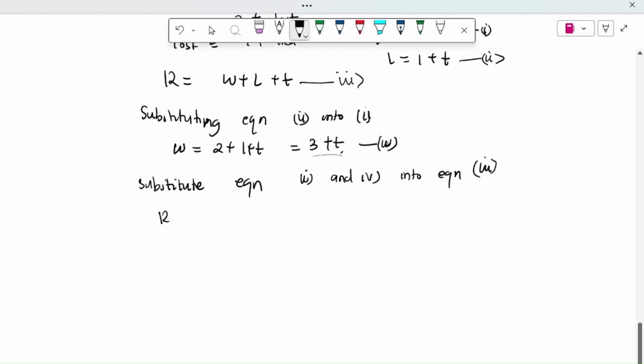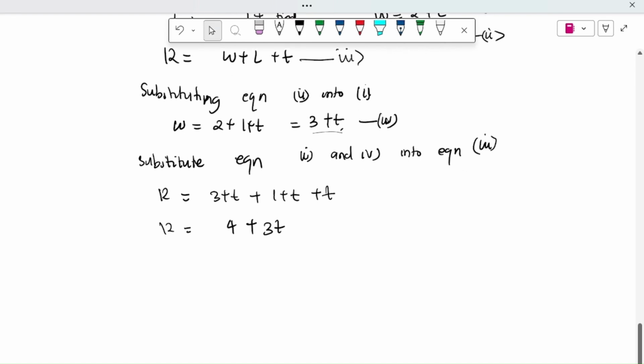So it will be 12 equals, instead of W, this 3 plus T. Instead of L is 1 plus T, plus T. So 12 is equal to 3 plus T plus 1 plus T plus T, which is 4 plus 3T. So this is the equation. This is the final equation.